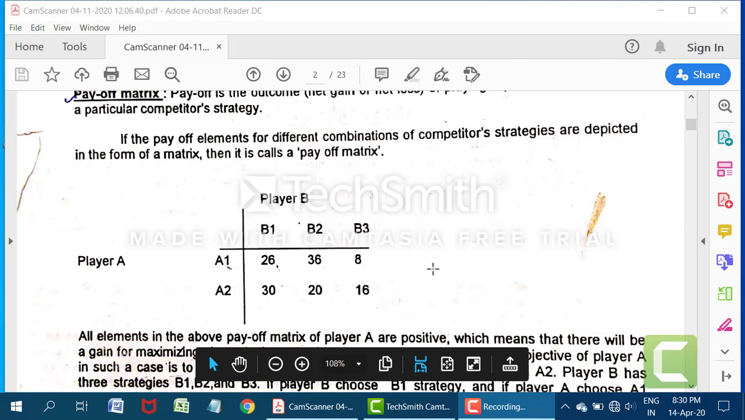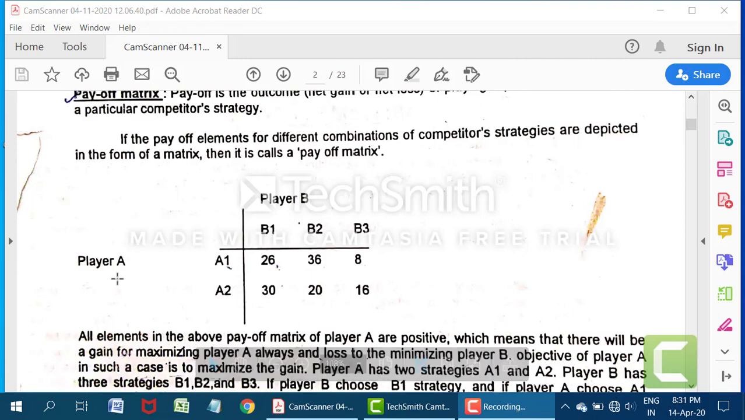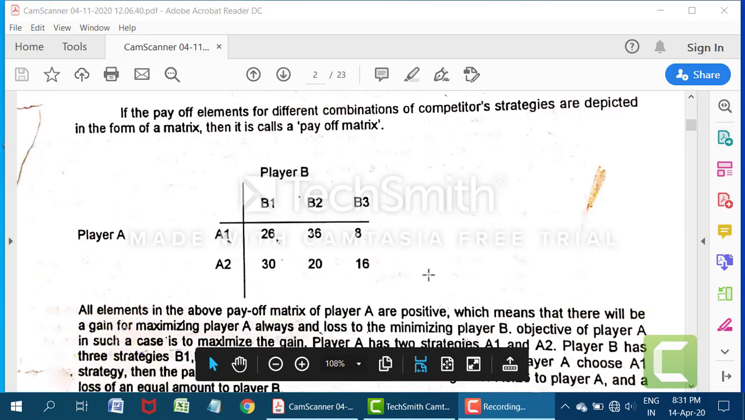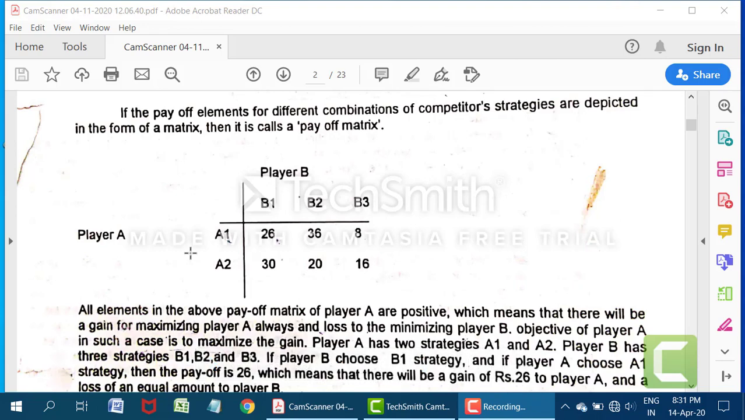So in the payoff matrix, plus payoff elements indicate gains to the player. If any negative element is there, that means a loss to this player and a gain to that player. There are no negative elements in this example payoff matrix. Okay. So from here afterwards, remember, game means the payoff matrix. A game is described as a payoff matrix.